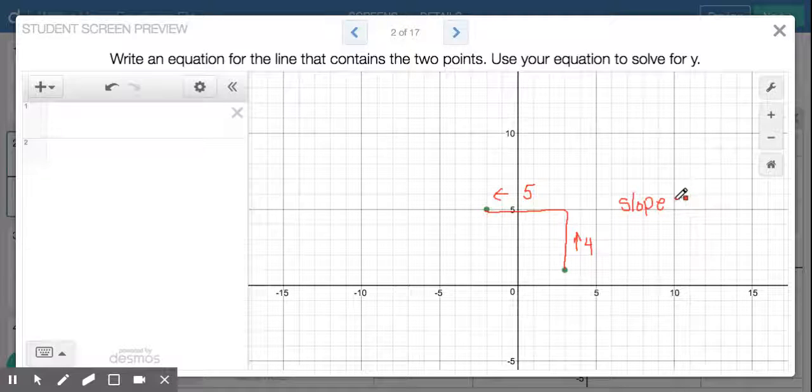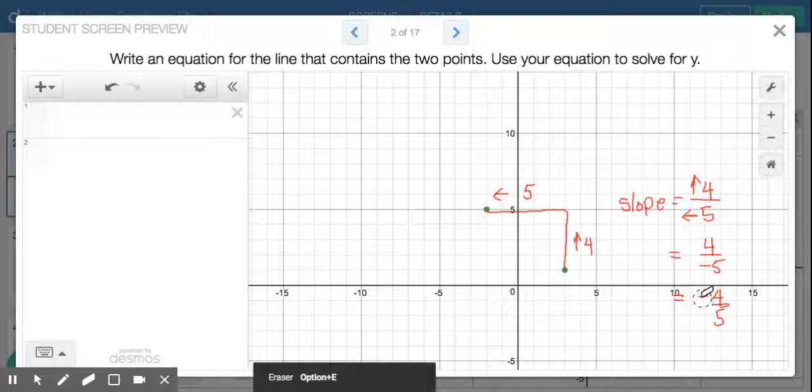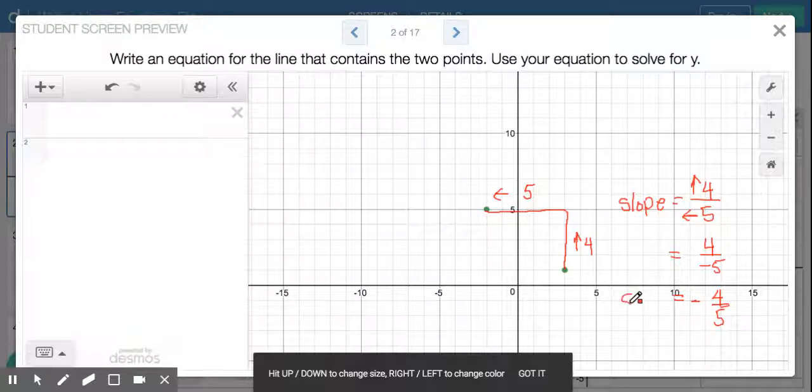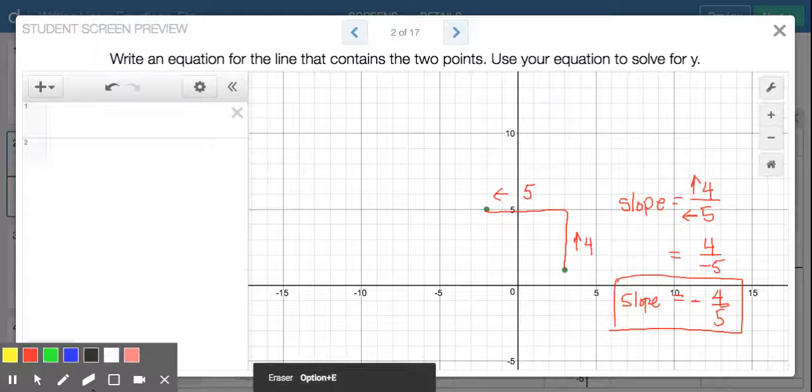Therefore, the slope is equal to, going up is positive and going to the left is negative. So this is positive 4 over negative 5, or simply negative 4 over 5. We can put the negative in the middle. All right, so we got the slope. Now, we just need to pick one point.